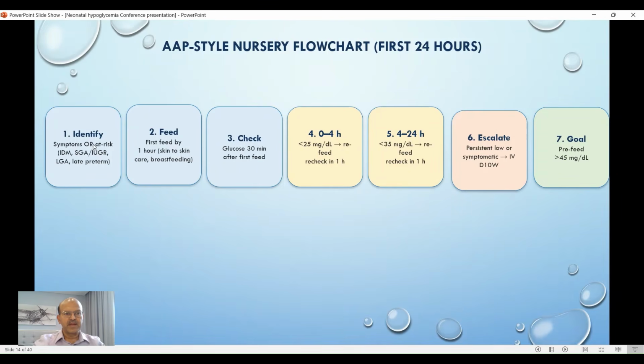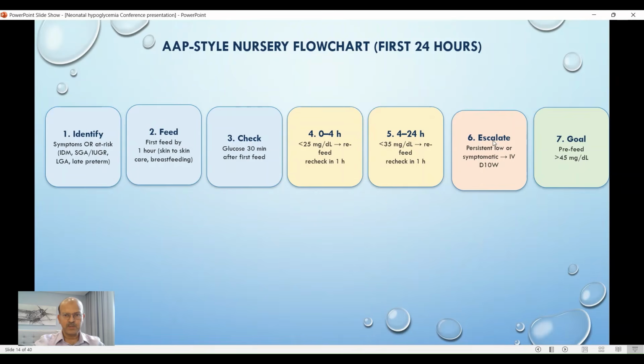So again, we identify the baby based on the risk factors. You feed and you do the first sugar 30 minutes after the first feed. At 0 to 4 hours, you have a threshold of less than 25. You refeed with a glucogel and recheck in 1 hour. After the 4 hour mark, you change the threshold to less than 35. If the baby is symptomatic at any time, I will come to that next as well.